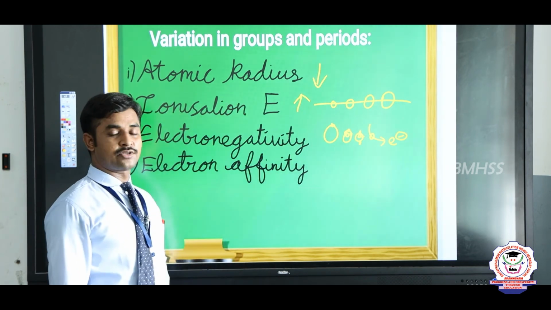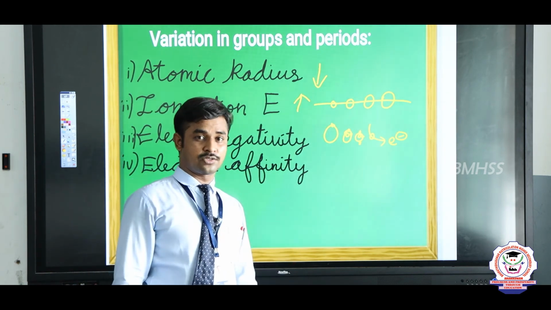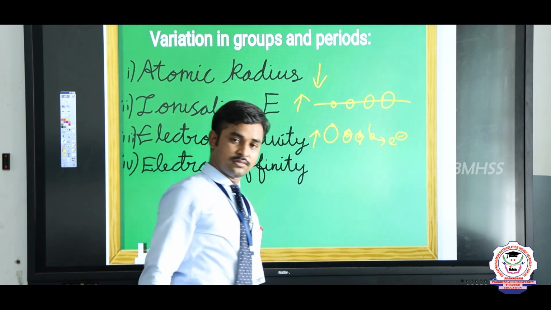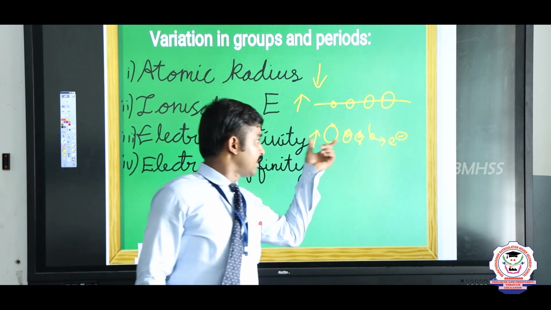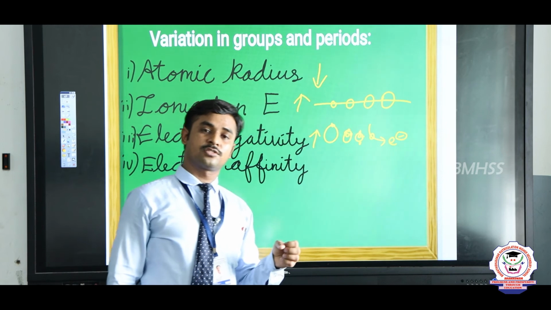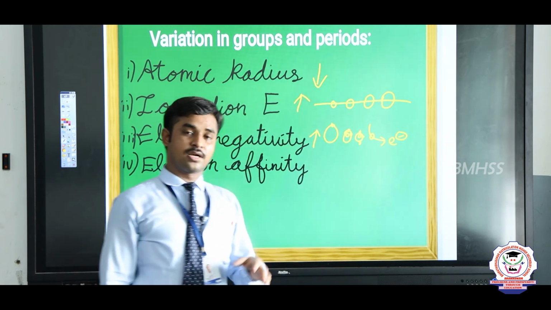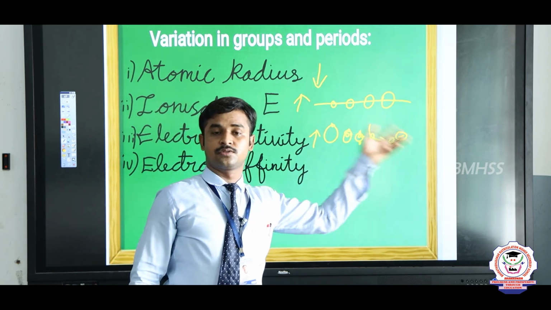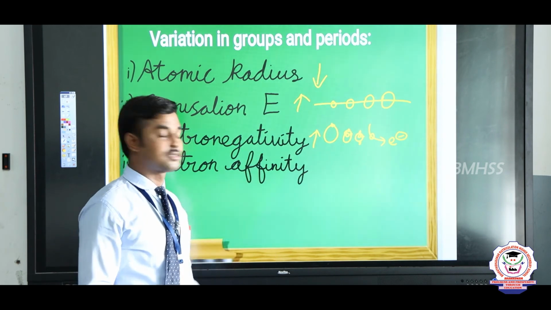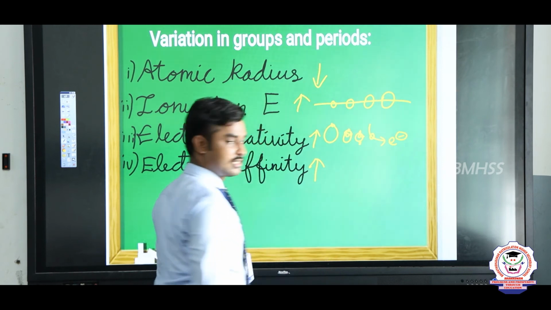And let us see the electronegativity. Electronegativity is the tendency to attract the shared pair of electrons towards itself. Electronegativity also increases from left to right, because the last atom attracts the electrons more and the first atom attracts the electrons less, because the number of electrons increases, so it attracts the electrons more. So electronegativity increases, and the electron affinity also increases.